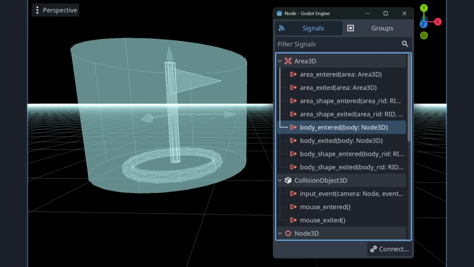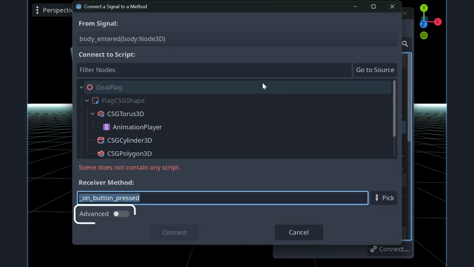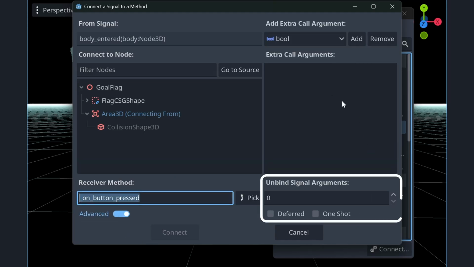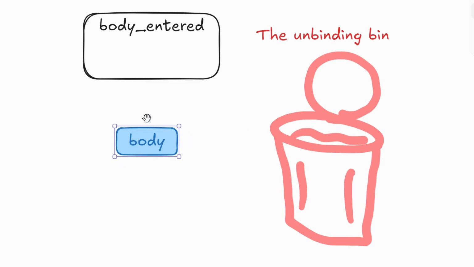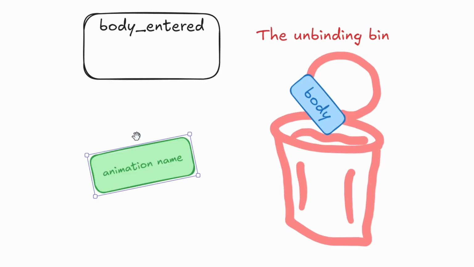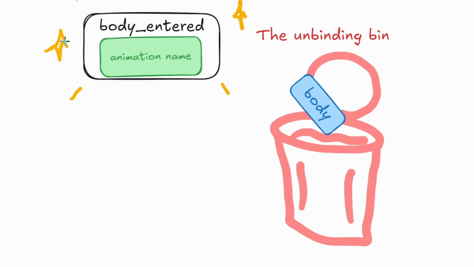So we need to start fiddling with this connection. And Godot has a very advanced connection window to make you be able to create all of these useful connections in your game. And we can unbind the body argument. So we can discard that bit of information and then it won't crash when we connect that signal to the function we want to call. We then want to add on an argument that is the name of the animation we want to play, the win the game animation. We want to tell that as well.